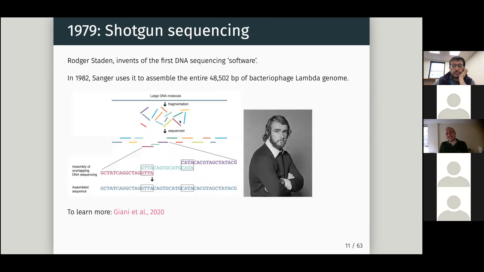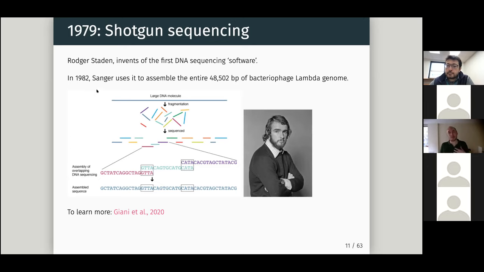And then in the late 70s, this was more formalized by Roger Staden, who I would say invented the first DNA sequencing software. So of course, in the 80s, we're getting to the computers, we're getting into a different ballpark. And the idea was we can shotgun fragment the whole genome of something, and then we can use the overlaps to reconstruct the original sequence. And Sanger himself used this approach, the shotgun sequencing approach.